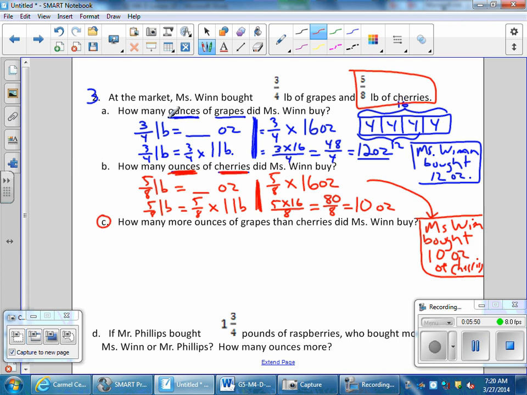Letter C. How many more ounces of grapes than cherries did Miss Wynn buy? Well, very quickly, I set up a couple of tape diagrams. This was 10 ounces. This just gives me an idea of exactly what I'm doing. I know some people could do this very quickly mentally, but this just verifies my thinking, and it doesn't take a lot of time at all. And I see that there are 12 ounces of grapes.